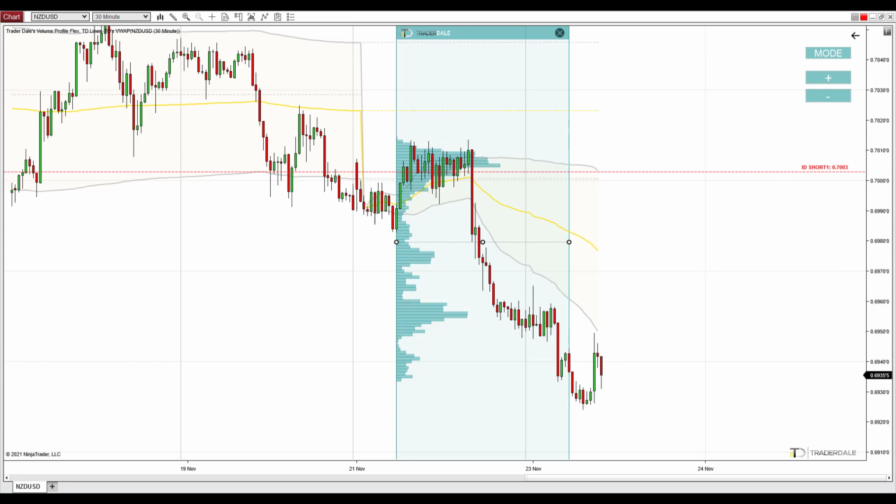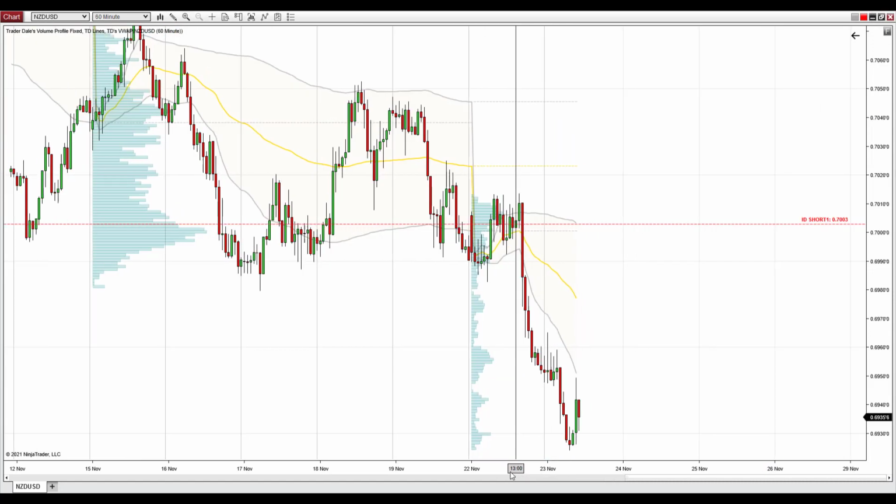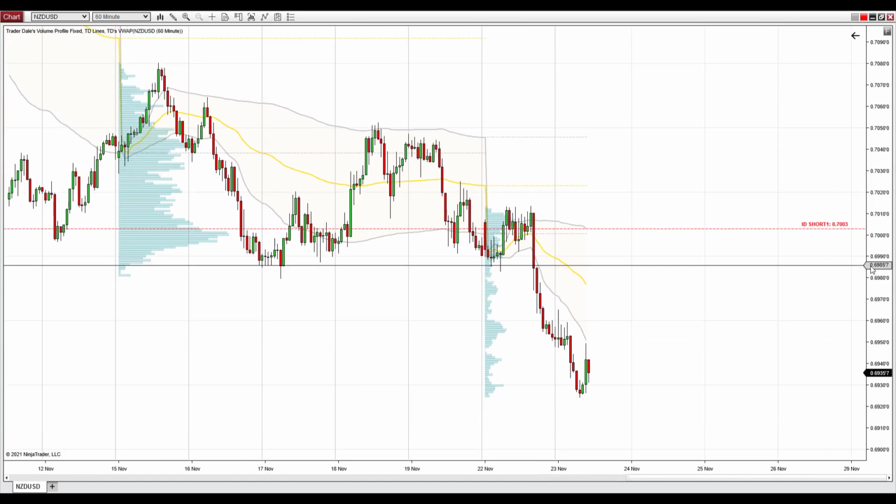There's also one more thing that adds strength to that level. The thing is that this level is very close to the weekly point of control. I think I'll best show you on a different chart. I'll show you on this chart. This is a 60-minute chart. Also New Zealand dollar, US dollar, 60-minute chart.